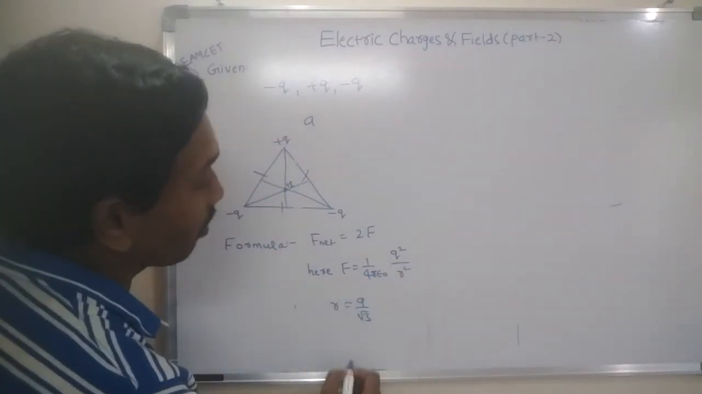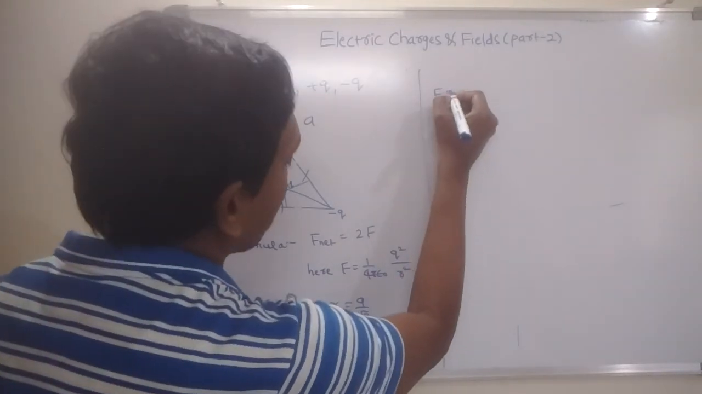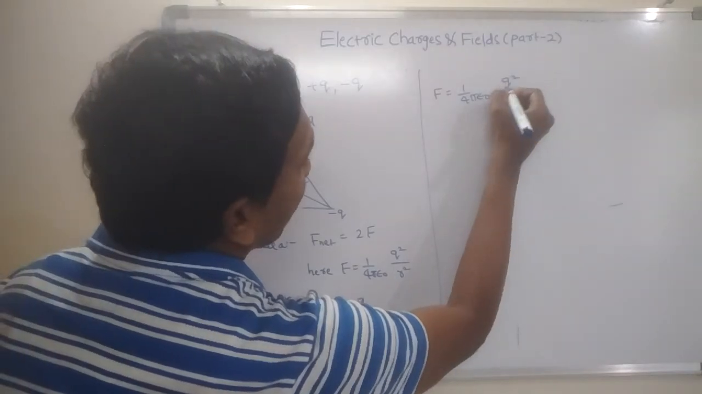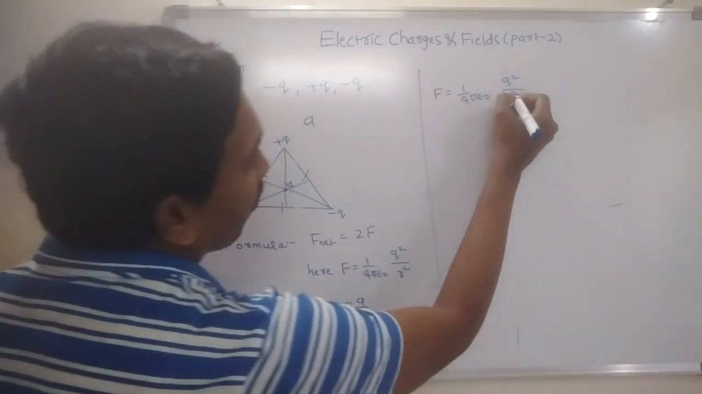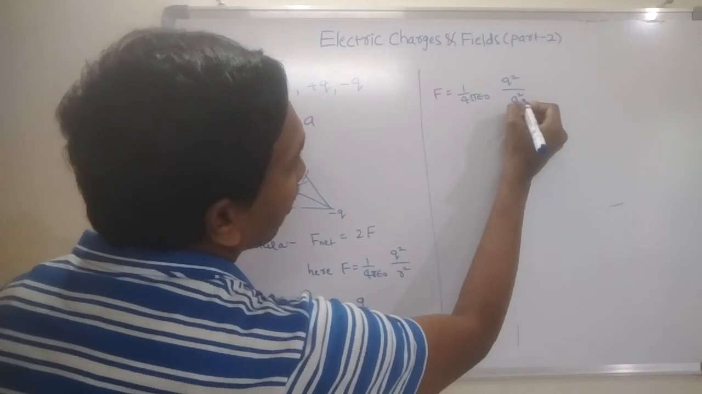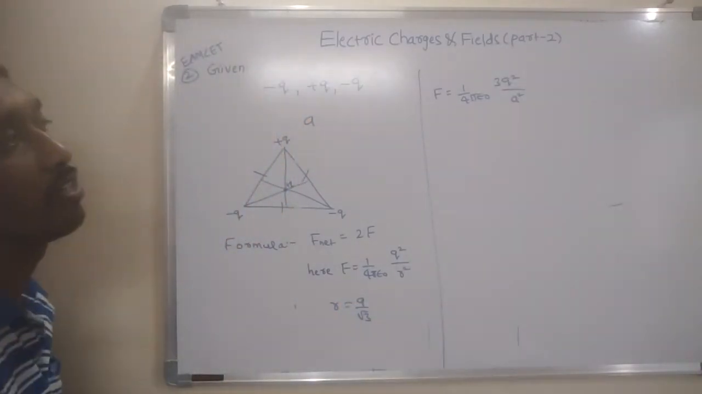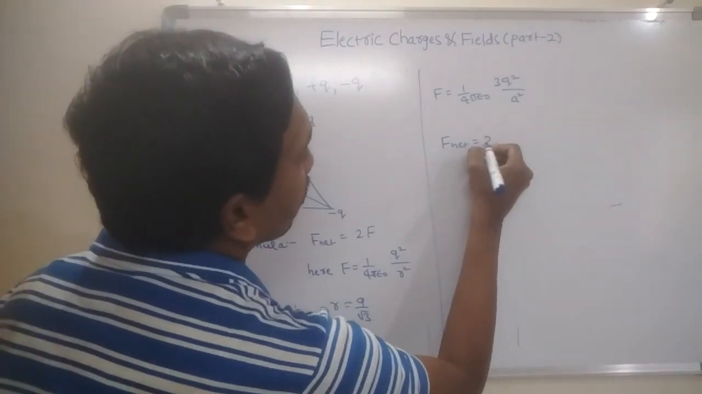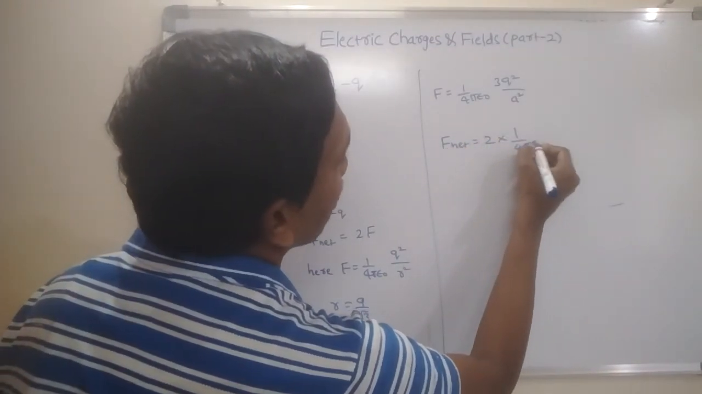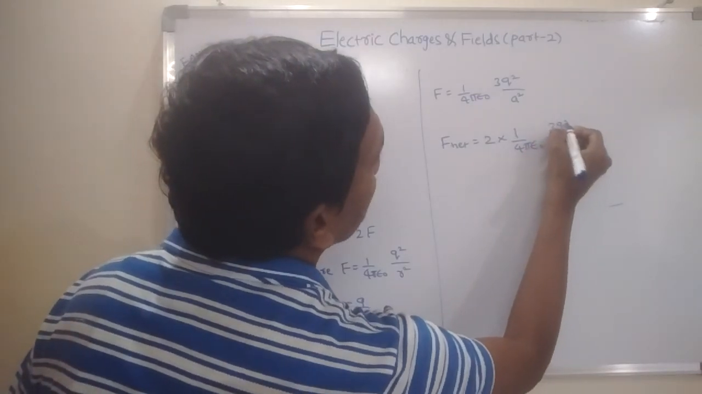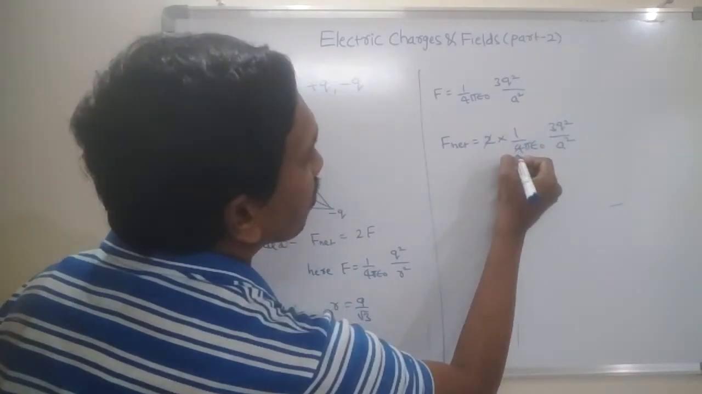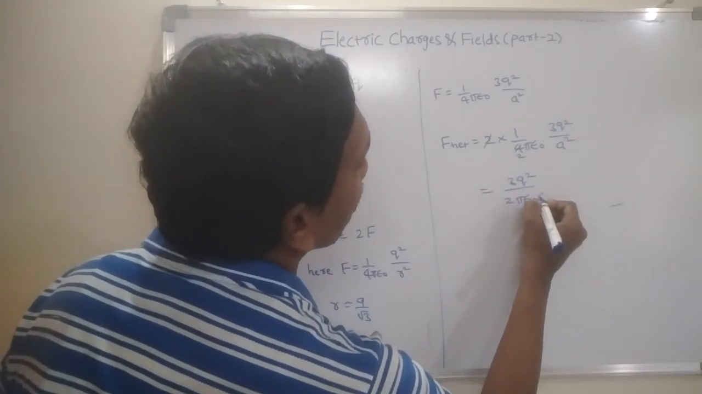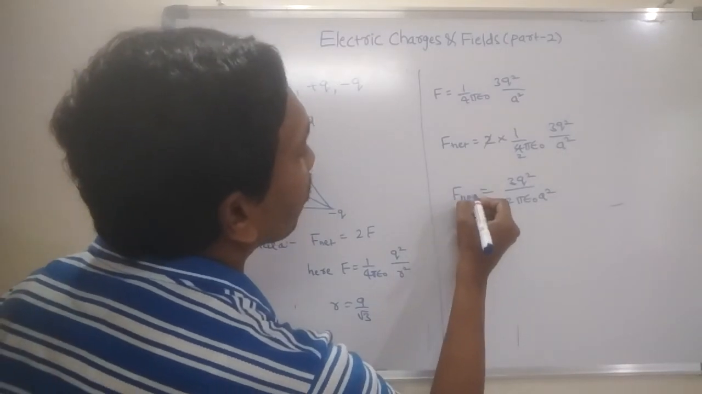If you substitute in the formula, F is equal to 1 by 4 pi epsilon naught into Q square by R square, where R is A by root 3 whole square, meaning A square by 3. That 3 shifts into the numerator: 3Q square by A square. This is the individual force. Substituting, the net force is 2 into F, that is 2 into 1 by 4 pi epsilon naught into 3Q square by A square. The 2s cancel, so the answer is 3Q square by 2 pi epsilon naught A square. This is the resultant force.